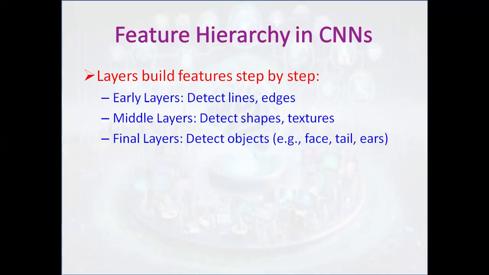Next, feature hierarchy in CNNs. The first layer in a CNN detects simple patterns such as edges or lines from the raw image data. As the data passes through more layers, it captures more detailed features like circles, textures, and repeated patterns. In the final layer, the network is able to detect entire objects like eyes, faces, or cars, depending on what it has learned. This hierarchical deduction process helps the CNN understand visual inputs from the simplest to the most complex patterns.